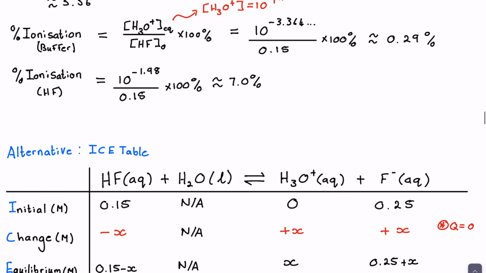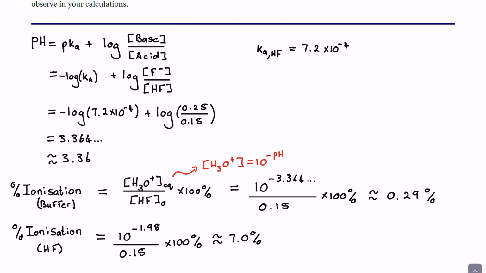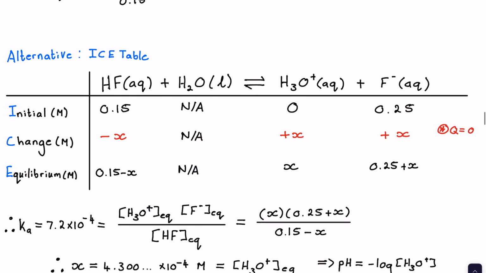Remember, for buffered solutions, you use the Henderson-Hasselbalch equation. It makes the most sense. But should you feel the need to use an ICE table, if you're more comfortable with that, that's also perfectly fine. It's just a bit more work.